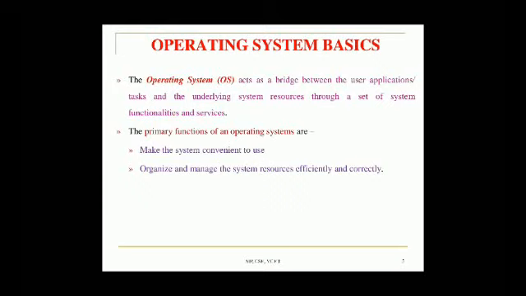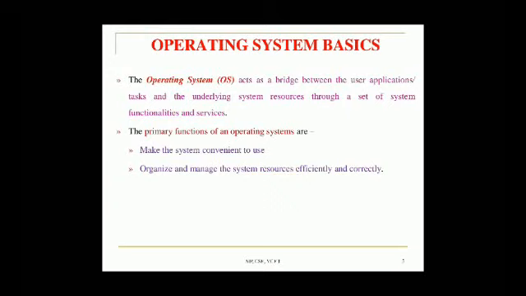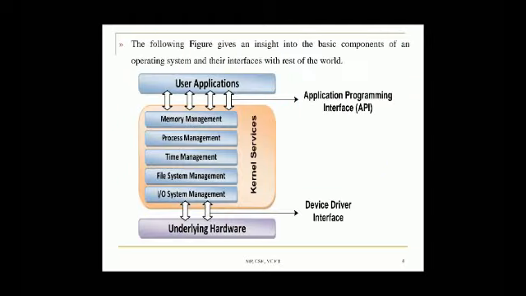Basically, an operating system acts as a bridge between user applications and the underlying hardware by providing additional services. So it acts as a bridge between user applications or tasks and the underlying system resources through a set of system functionality. It can be memory management, process management, time management, file system management, or input output system management.